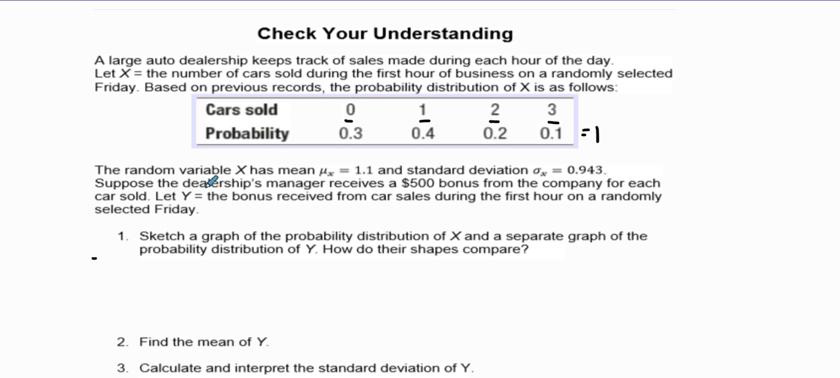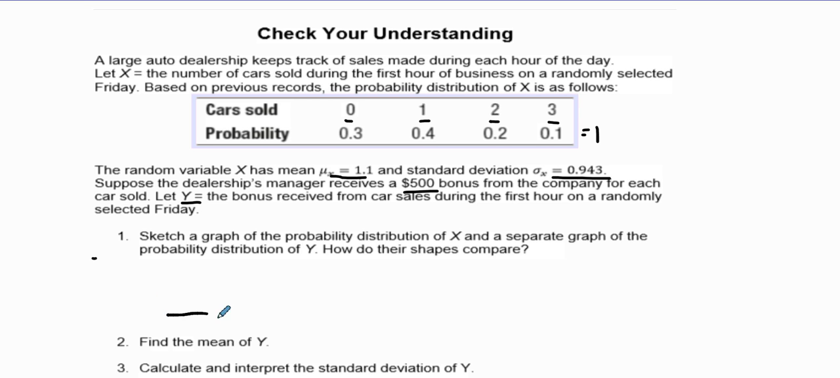All right, so we know this is a proper probability distribution. Now the random variable X has a mean of 1.1 and a standard deviation of 0.943. Suppose the dealership manager says he wants to take a $500 bonus from the company for each car sold. Let Y be the bonus received from car sales during the first hour on a randomly selected day. All right, so here we go. Sketch the graph of X and Y.